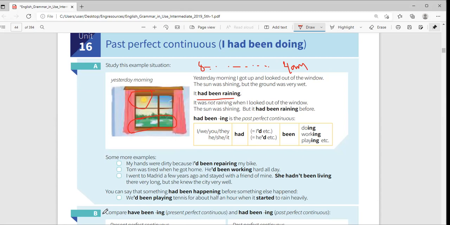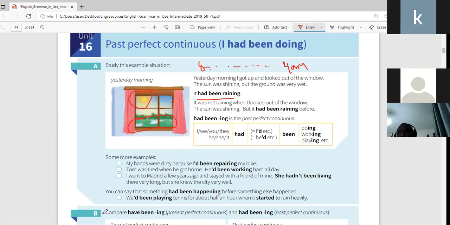So ladies and gentlemen, past perfect continuous is for an action that began in the past. It continued for some time, and then it stopped in the past. It doesn't come with the present. If it comes with the present, we call it the present perfect continuous. But if it started in the past, continued, and stopped in the past, that is going to be the past perfect continuous.